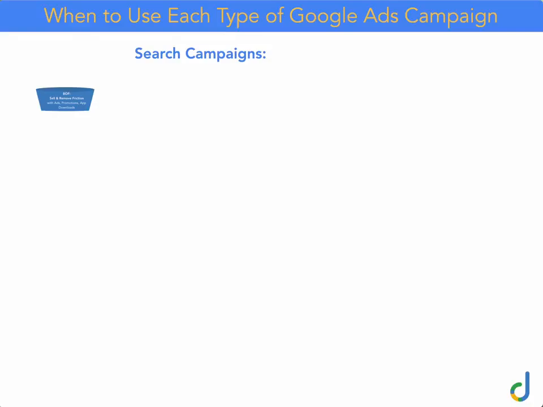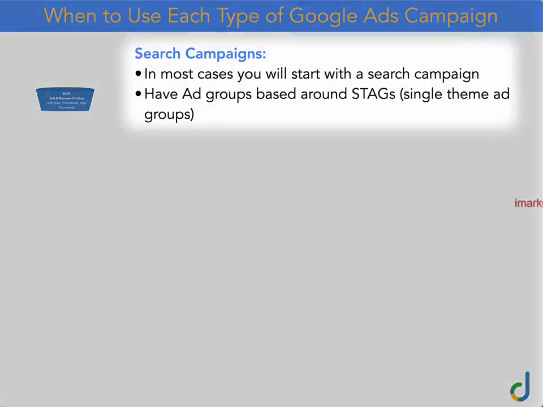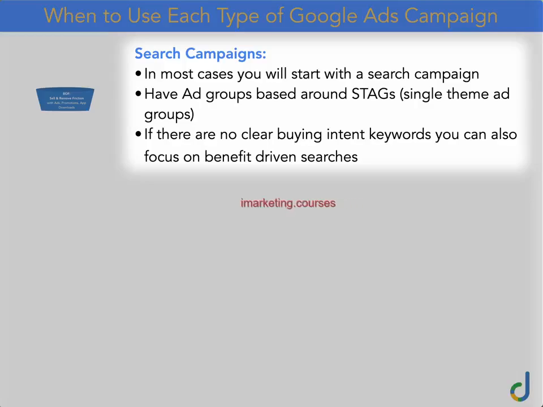And this is, as we said, your search campaigns. So in most cases, you'll start with a search campaign and you'll have ad groups based around STAGs. Remember those single theme ad groups. And if there are no clear buying intent words, you can also focus on benefit driven searches. Let me give you an example of that.